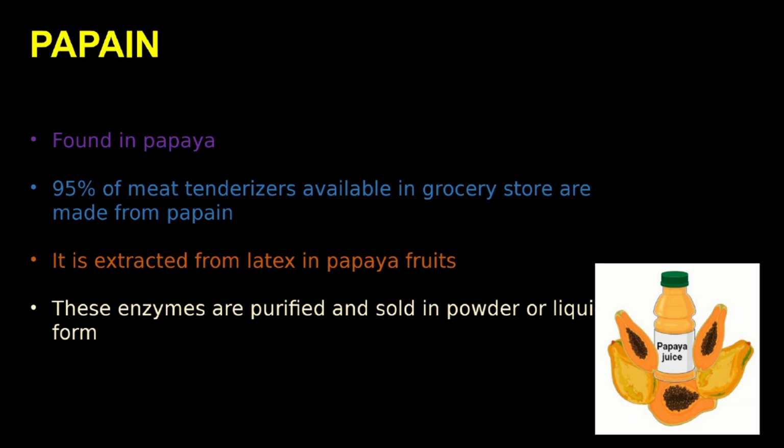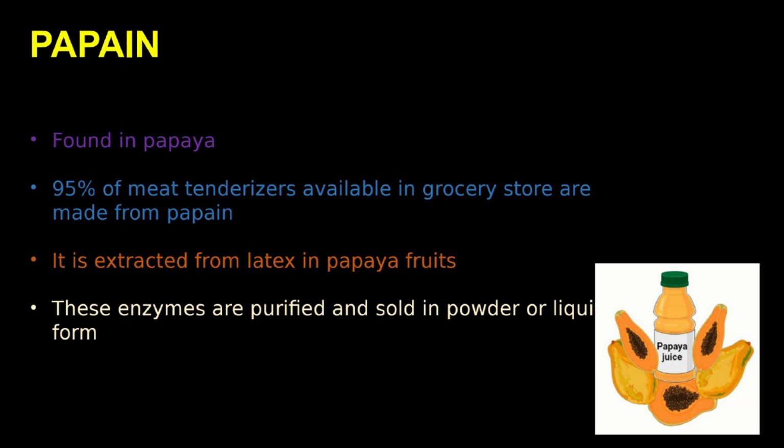Papain is an enzyme which is found in papaya. That is why pregnant ladies are forbidden to eat this fruit, because this can cause contractions inside their uterus. So again, we are not going into that detail. What is the role of papain here?